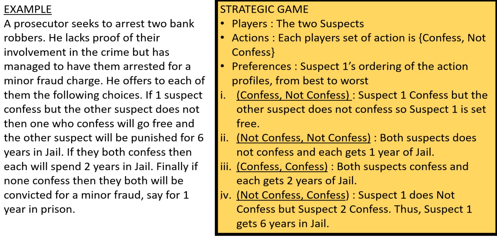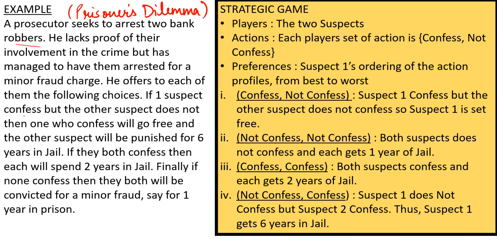Now, let's discuss an example. This is a situation of prisoner's dilemma. So what is the situation? A prosecutor seeks to arrest two bank robbers. He lacks proofs of their involvement in the crime but has managed to have them arrested for a minor fraud charge. He offers to each of them the following choices.